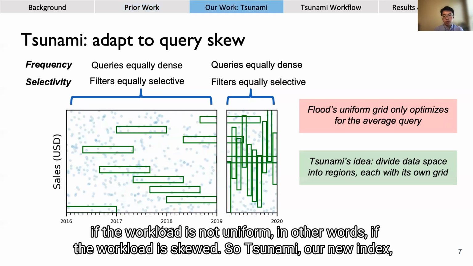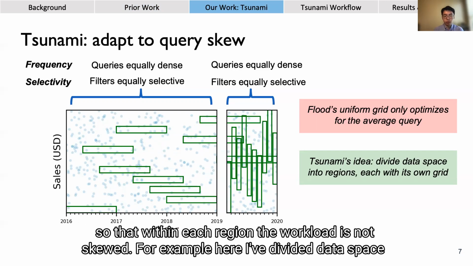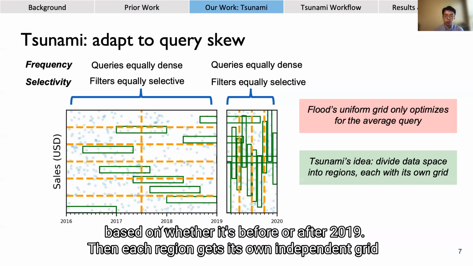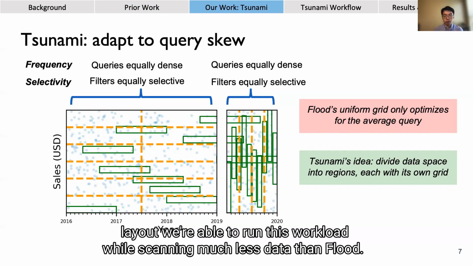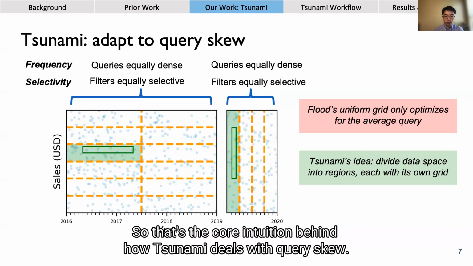Tsunami, our new index, is able to adapt to query skew. Our key idea is to divide data space into disjoint regions so that within each region, the workload is not skewed. For example, here I've divided data space based on whether it's before or after 2019. Then each region gets its own independent grid that's specialized for only the queries that fall in that region. Now using Tsunami's layout, we're able to run this workload while scanning much less data than Flood. That's the core intuition behind how Tsunami deals with query skew.